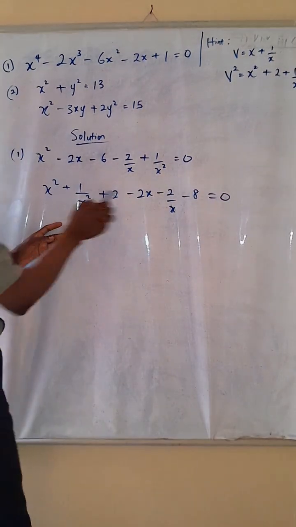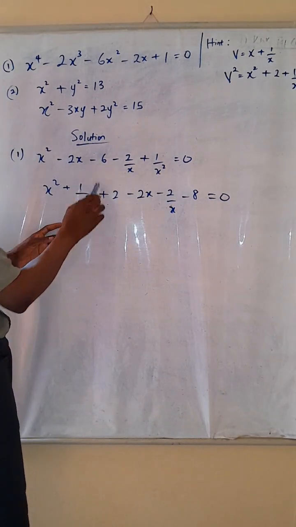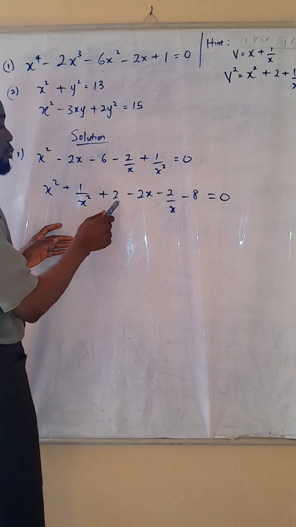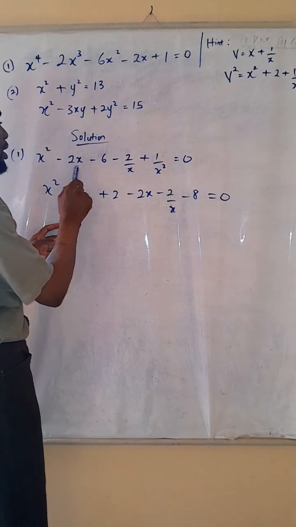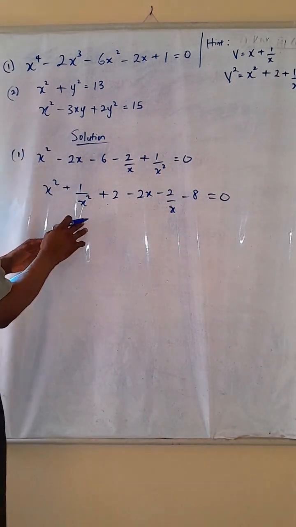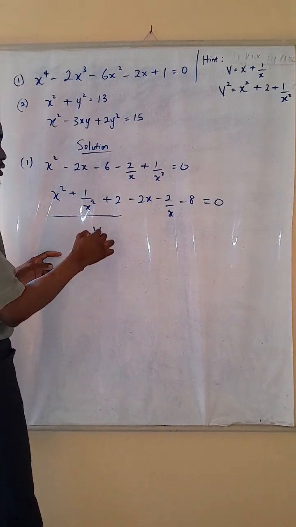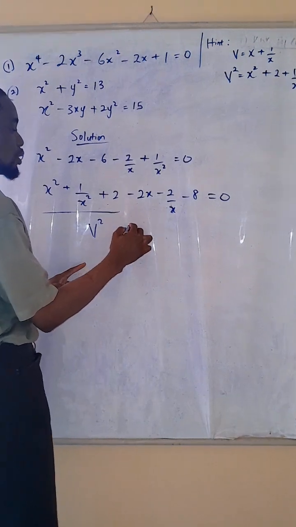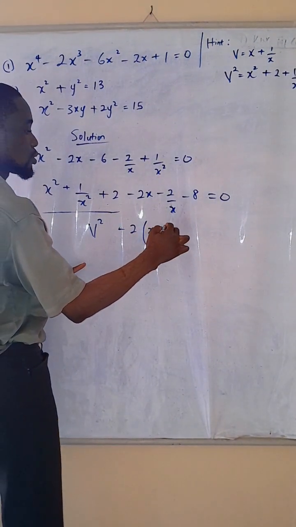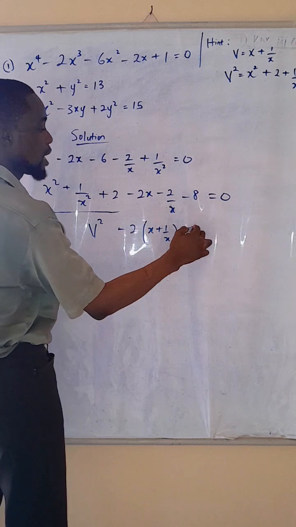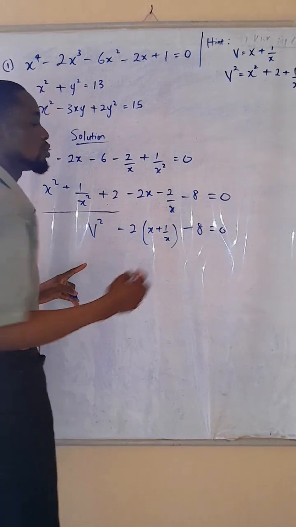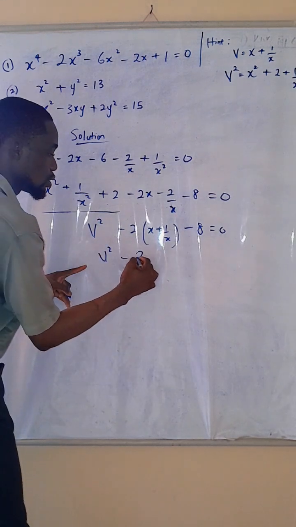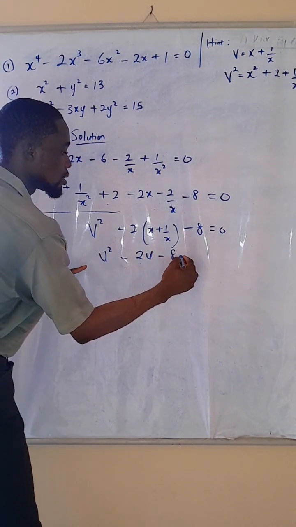So x squared plus 1 over x squared, bring this to it. Remove 2 from minus 6, what remains? Minus 8. What do we have left? Minus 2x minus 2 over x. Now solving, this is v squared, right? Factorizing this, minus 2 comes out. What remains? x plus 1 over x, and then minus 8 all equals to 0. From here, this becomes v squared minus 2v minus 8 equals to 0.